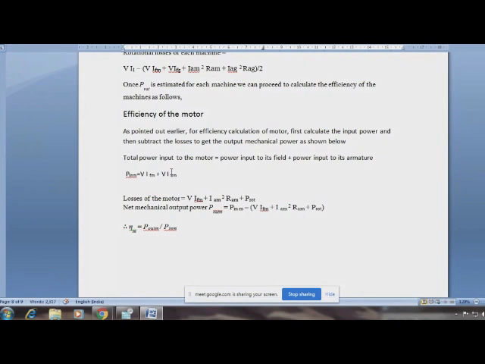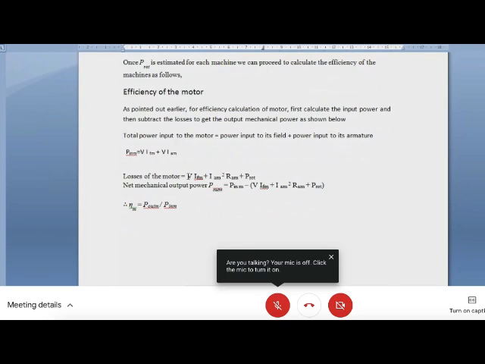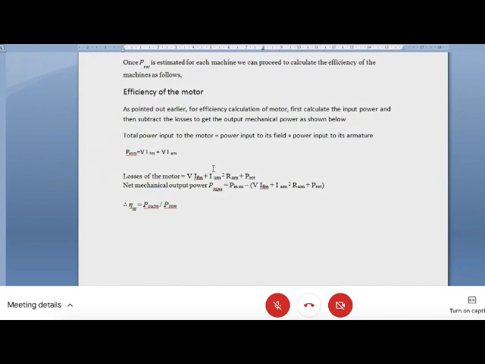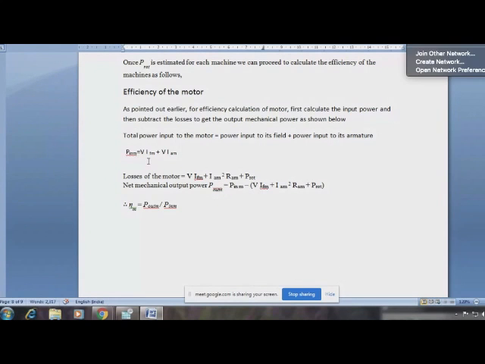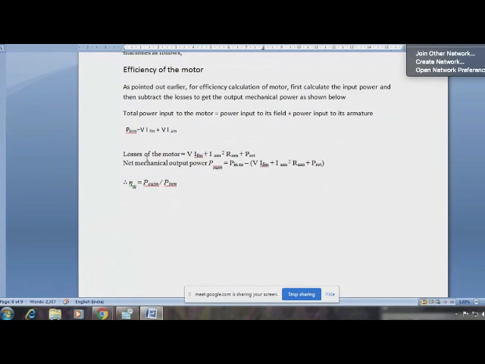Yes, sir. Now, the losses are V IFM, that is the field loss, IAM square RAM, this is copper loss in the armature, and P rot, which is rotational loss. So all these things put together constitute total losses. Now the mechanical power output of the motor is P input to the motor minus these losses. Is it clear? Once we know P out of the motor, since we know P in for the motor, I can divide one by the other. That should be the efficiency.